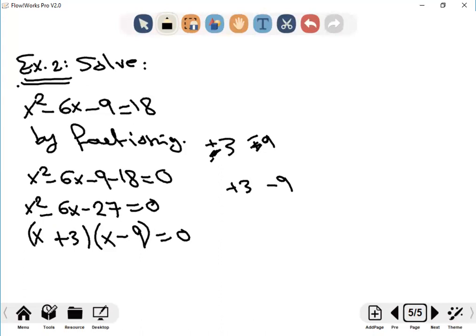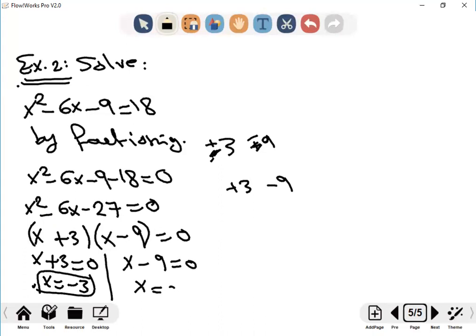Done? Now use the property. X plus 3 equals 0 means x equals negative 3, and x minus 9 equals 0, then x equals 9. These are the two solutions, negative 3 and positive 9. If you put negative 3 here, for sure you will get positive 18, or here. So you can check here or here. It's the same.